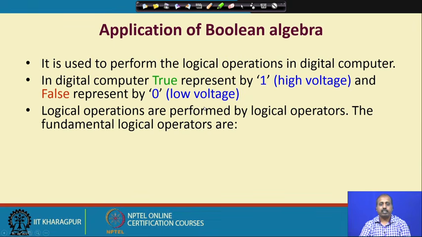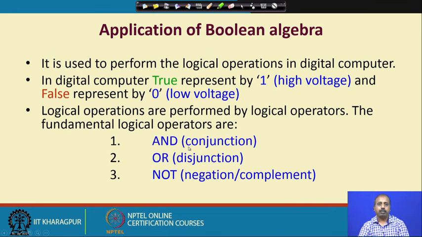Logical operations are performed by logical operators, and there are some fundamental logical operators in Boolean algebra. One is called AND or conjunction, another is OR or disjunction, and NOT, which is negation or complement. These are the three fundamental operations in Boolean algebra. Of course, there are many other derived operations like NAND, NOR, XOR, XNOR and all. You can think about any operation that can be built around these basic operations, and that way we can get newer operations in Boolean algebra.